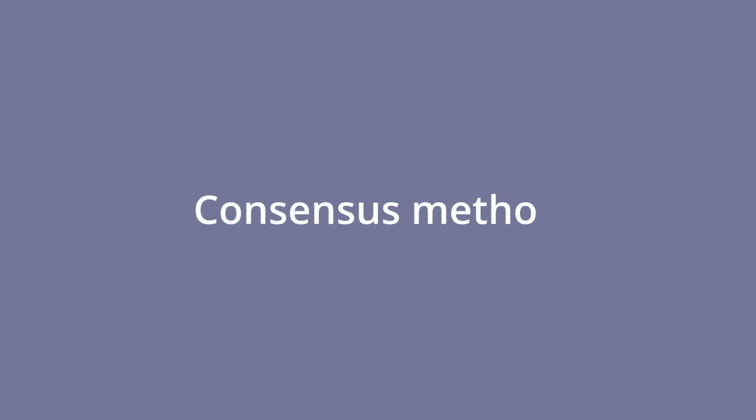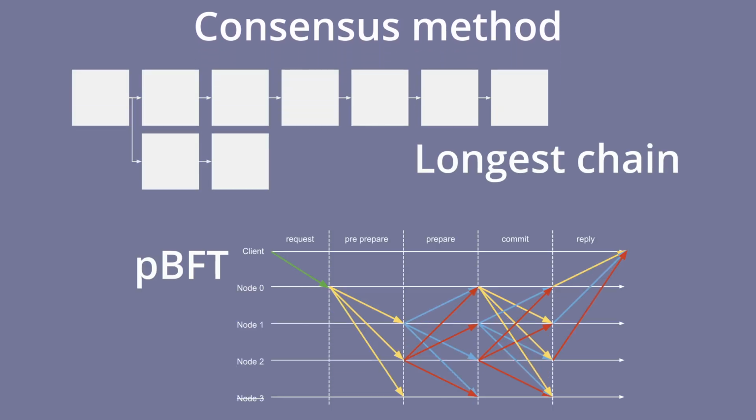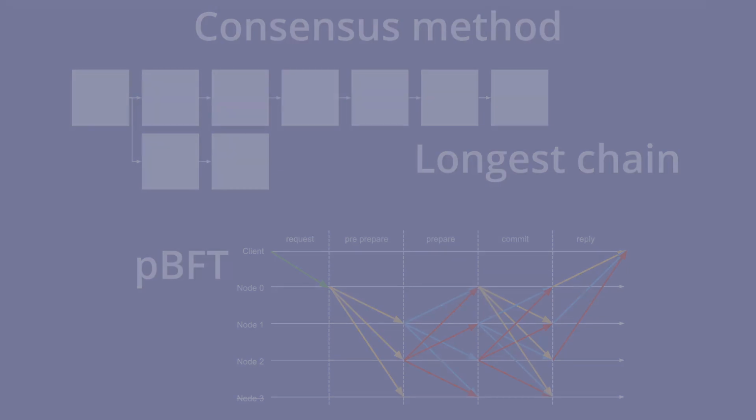This is where the consensus method comes in. The two main families of consensus methods used with cryptocurrencies are the longest chain model and the BFT model. Ethereum has two consensus methods and uses both types. First, for the default consensus method, called Ghost, they have used a variation of the longest chain model.